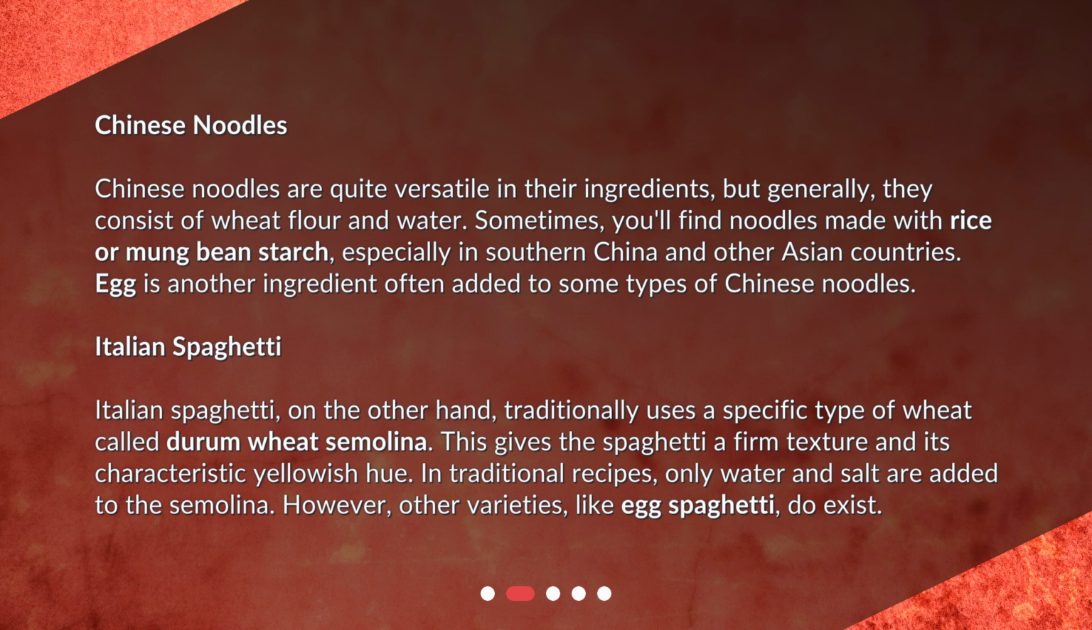Italian spaghetti, on the other hand, traditionally uses a specific type of wheat called durum wheat semolina. This gives the spaghetti a firm texture and its characteristic yellowish hue. In traditional recipes, only water and salt are added to the semolina. However, other varieties, like egg spaghetti, do exist.